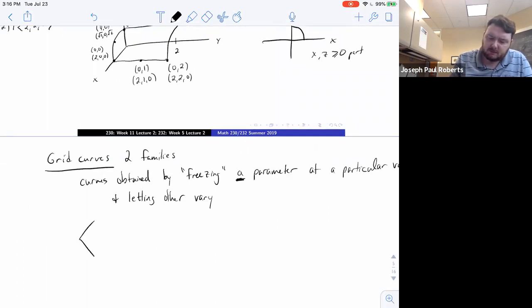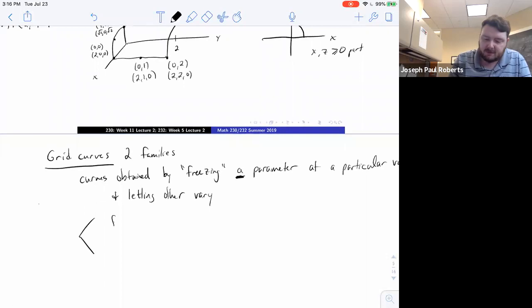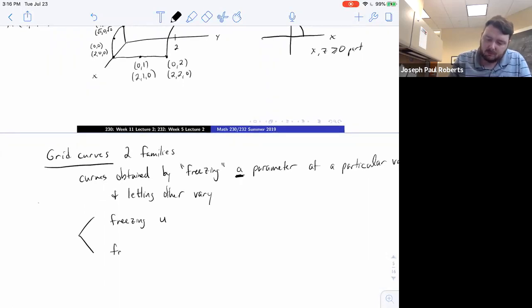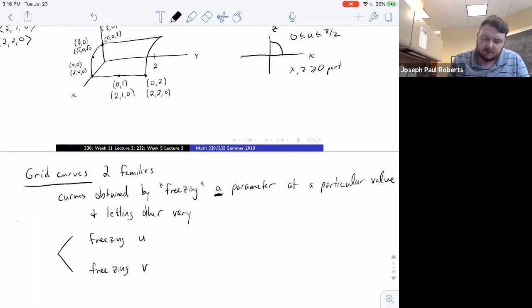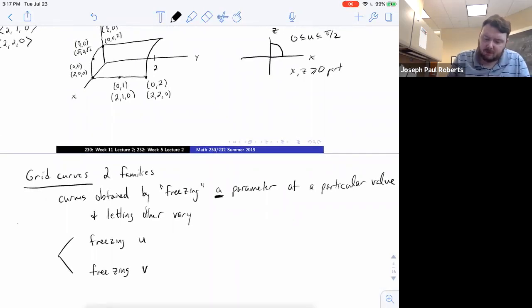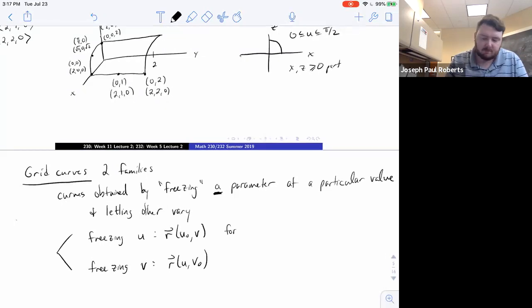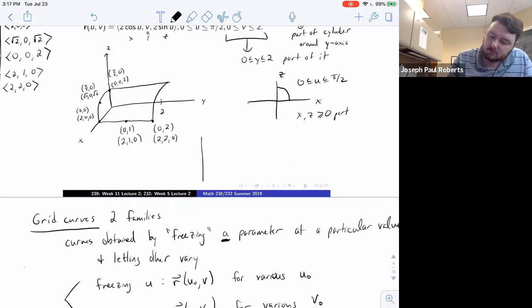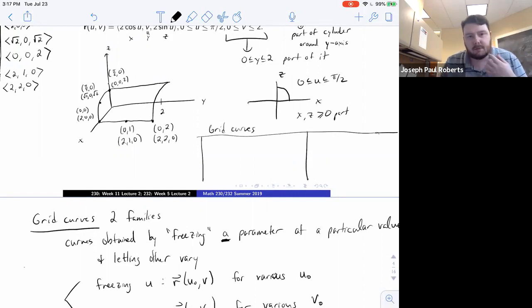So the 2 families, for all examples, there are curves that you get by freezing u and by freezing v. What do I mean? By freezing u, it would be looking at the curve r of u naught, v. And by freezing v, it would be looking at r of u, v naught, for various choices of u naught and for various choices of v naught. So let's do some grid curve examples of this surface that we're talking about.